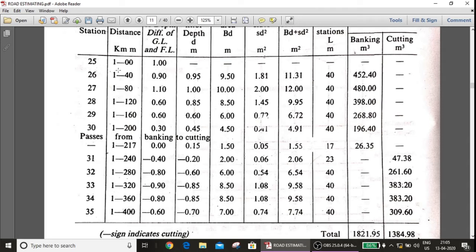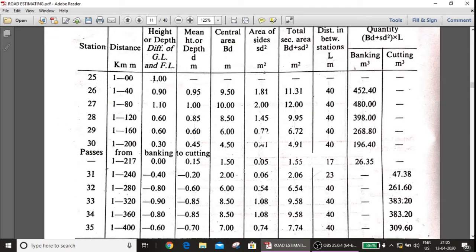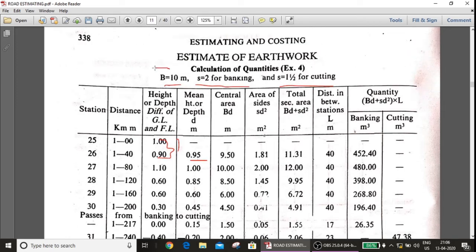Fine. Now for station number 25, the first column will be blank. For difference it is 1. The height of the bank is 1. From 26 the calculation starts. So 40 meter is the distance. The height of the bank is 0.90. Then for mean height we take the average of the two, 1 plus 0.90 by 2, and we get 0.95. This 0.95 we multiply with b, that is 9.50.